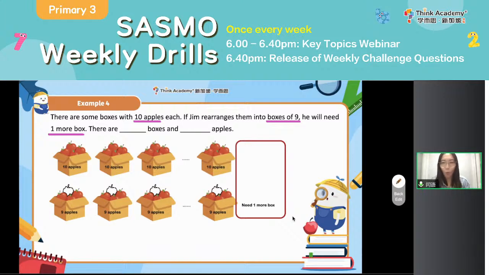Is the difference 1? Some students say, look, we need 1 more box, so the big difference is just 1, super easy. Is it 1? Wow, be more careful. What is the object here?